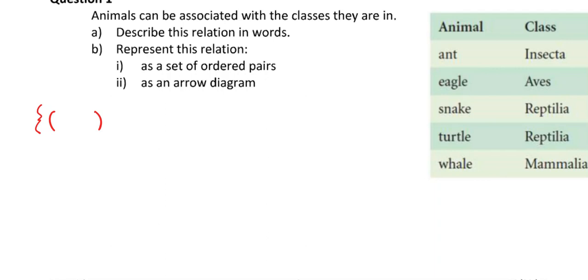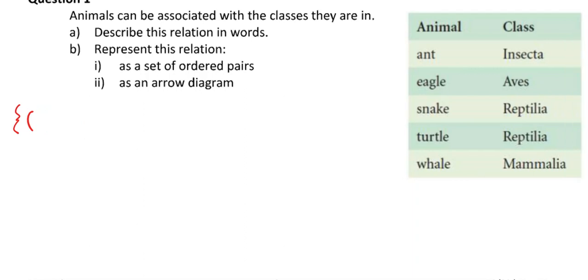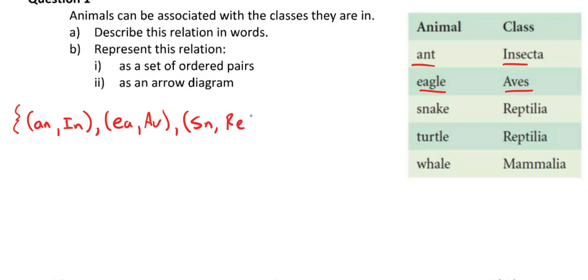Okay, so our first relationship here is just going to be the animal and the class that it belongs to. You can write in the whole word ant if you like, or I'm okay with going more shorthand, where you could say AN or something, comma, and then IN for Insecta, and then close the bracket, and then comma, and then do it again. So then we'll move on to the next one. Eagle and Aves. So EA, comma, AV, and then another comma, and then snake, so maybe SN, comma, capital RE.